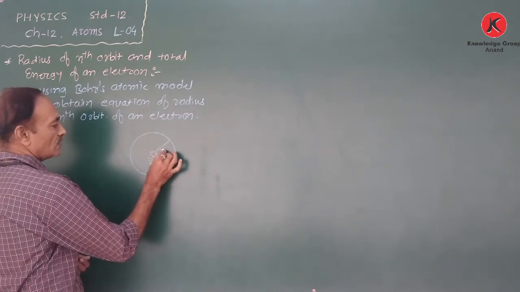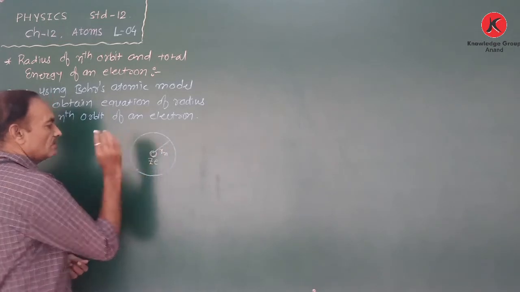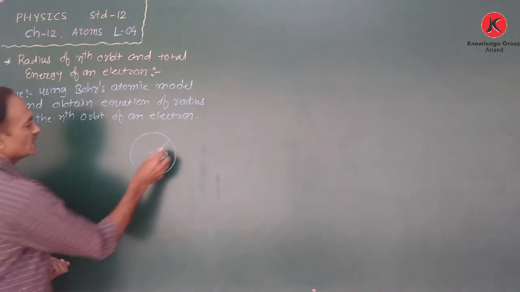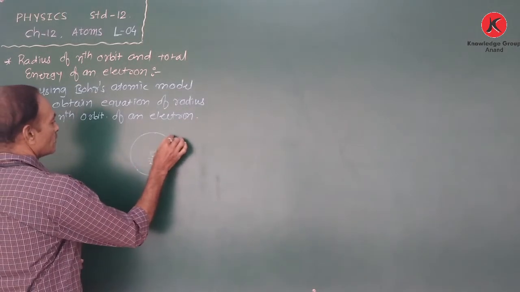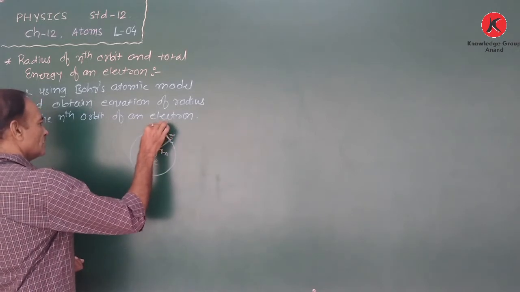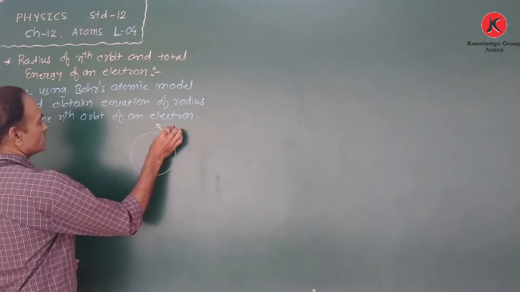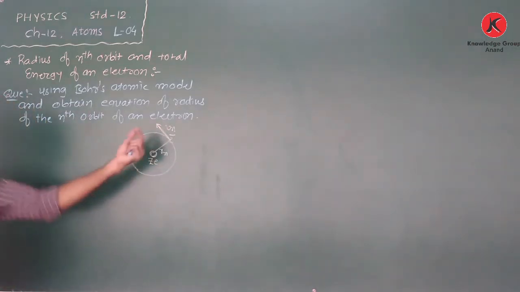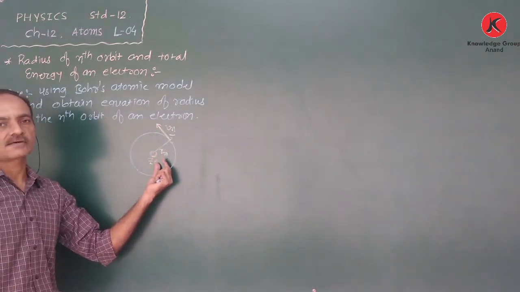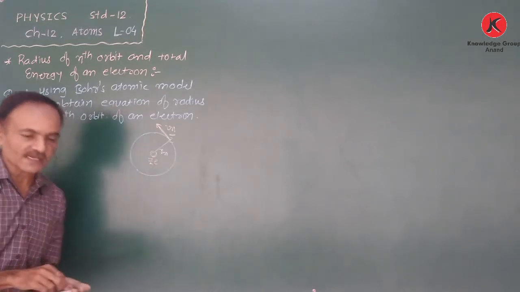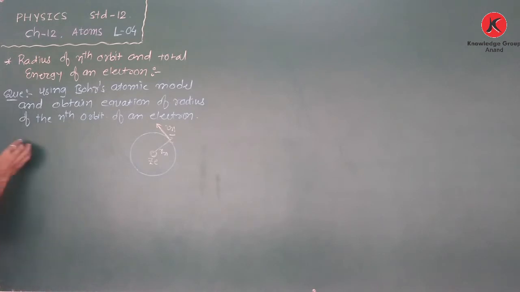Therefore, the radius of the nth orbit is rn. The electron is revolving in this nth orbit with orbital speed, or orbital velocity, vn. We are interested in obtaining the equation of the radius of the nth orbit. Right? For that purpose, we consider the figure shown here.